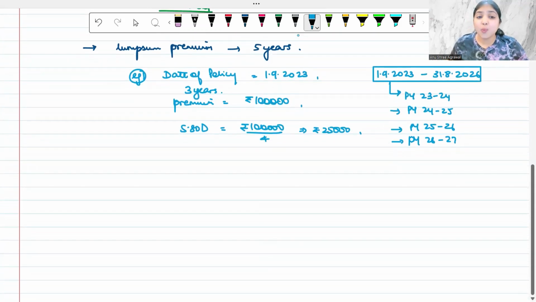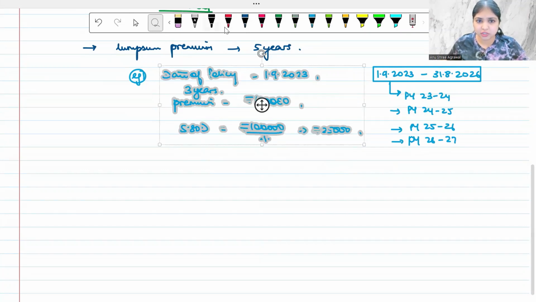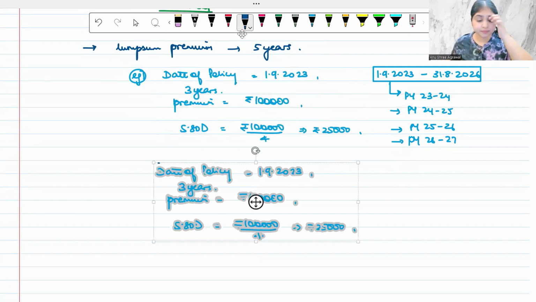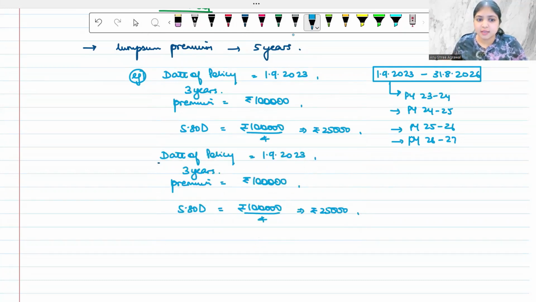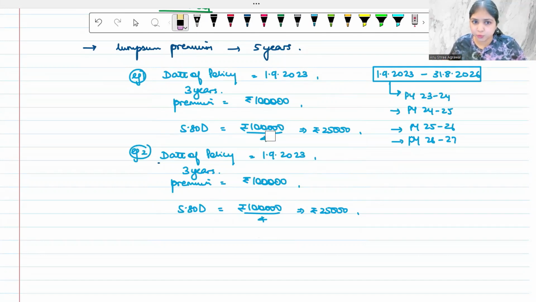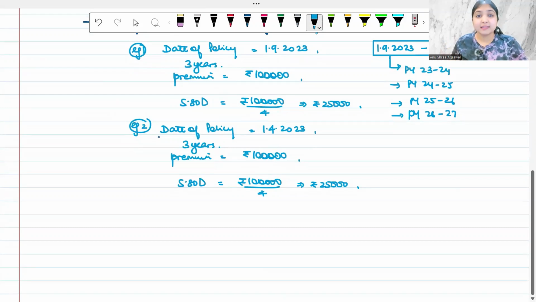Yes, guys. But however, what if I copy the same thing as it is, and make one small change? Let's say, what if the date of policy was 1st April 2023? Then what would you do? What if the date of policy was 1st April 2023? Same 3 years policy. Same premium 1 lakh. Then would you still divide it by 4?